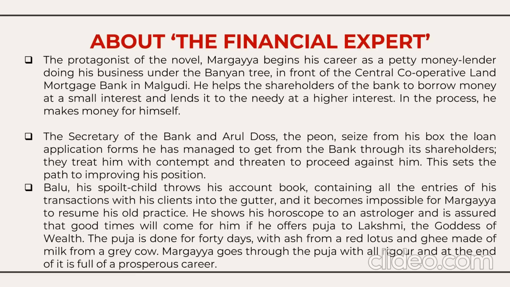Balu, his spoilt child, Margaya's child Balu, throws his account book, which consists all the entries of his transactions with his clients, into the gutter. And it becomes very impossible for Margaya to resume his old practice.